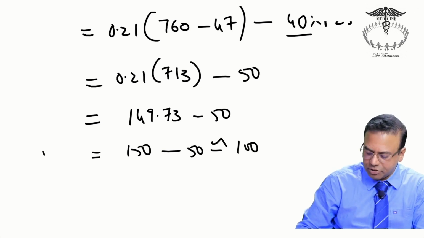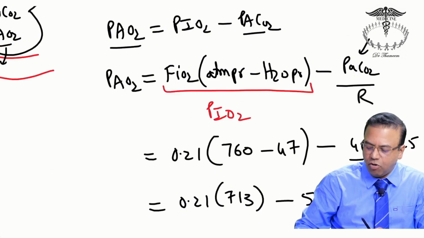This is the partial pressure of alveolar oxygen at rest. So you notice how we got this. Let me go back to the concept once again.